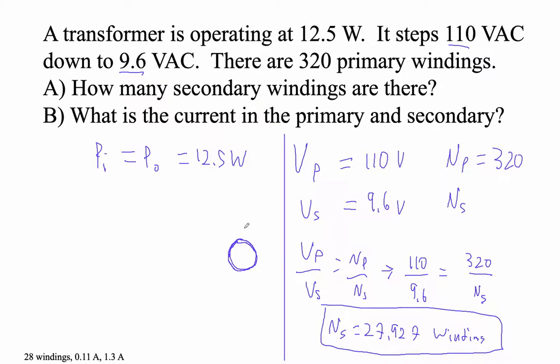Okay, so what is the current in the primary and the secondary? Well, we just use this, right? So let's do the primary. Power is IV. So 12.5 equals I times 110 volts, right? This is watts, this is volts. So in the primary, we just use that. 12.5 divided by 110 is equal to 0.1136.